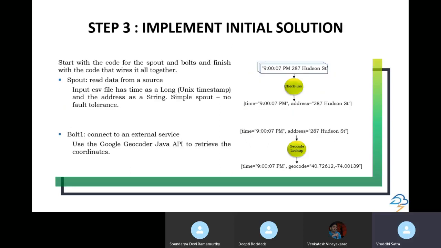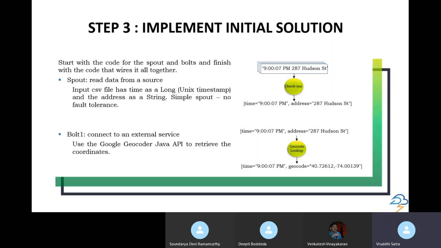So step 3 is to implement the initial solution. Now we start writing code for our spouts and bolts. The spout will take input as a CSV file. Time is a Unix timestamp, that is, the number of seconds passed since 1st Jan 1970, and the address is a string. Just for ease of understanding, I have written it as 9:07 PM, but it is actually a Unix timestamp. As I said earlier, we need not worry about fault tolerance in this case, but in other cases where we need to, this is the step where we need to incorporate it.